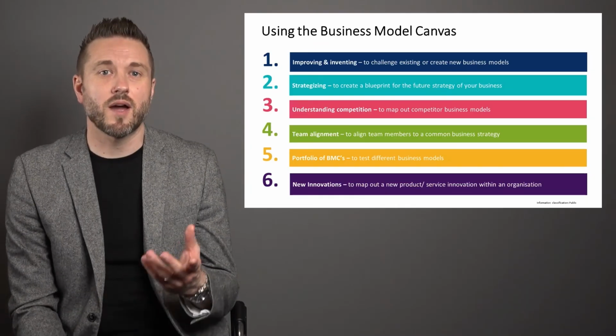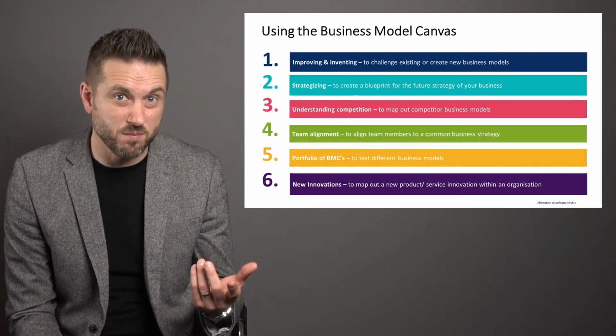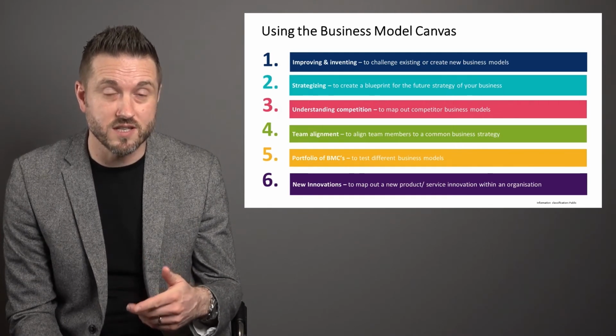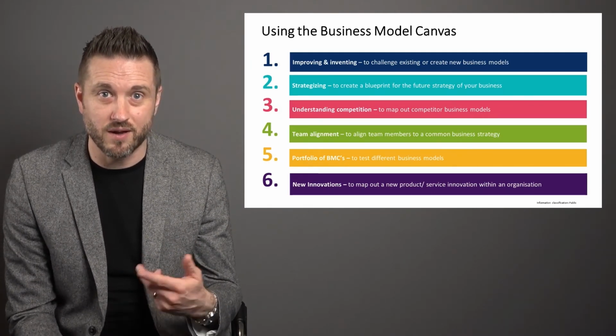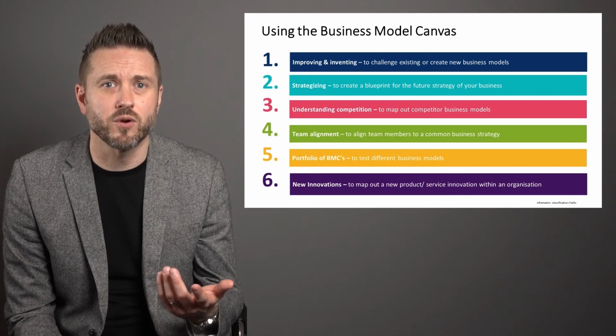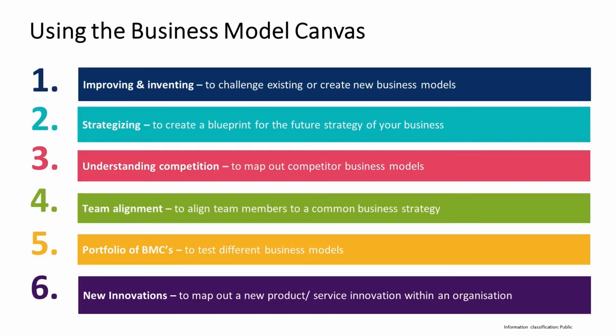So if you're thinking about a new concept, a new idea in your business that you've never tried before, you can look at a business model canvas to throw some of these ideas onto paper and to think about, okay, how are we going to do that? Secondly, strategizing for the future. How do we create a blueprint for this future idea, this future concept that we want to run?